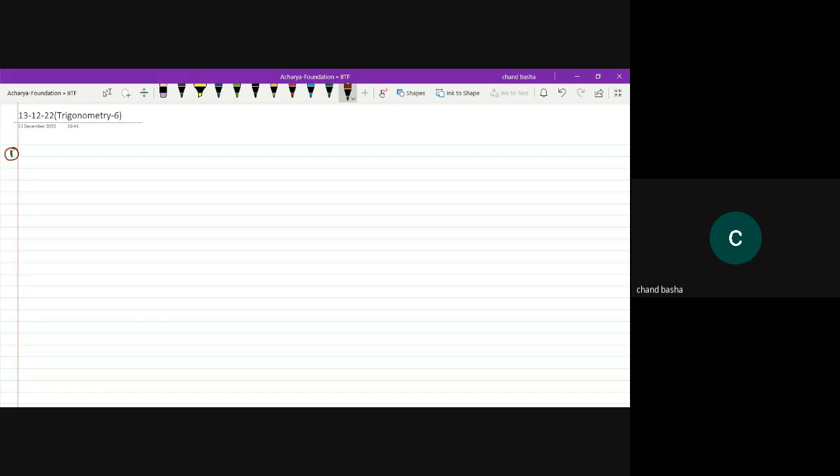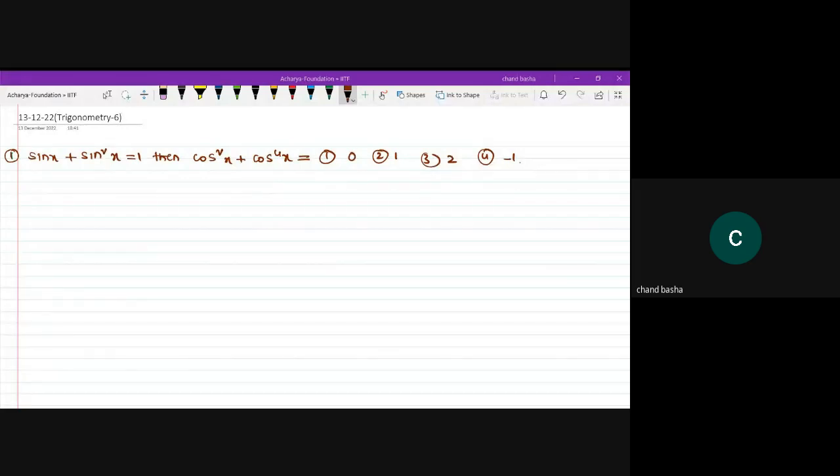The first problem he has given: sin x plus sin square x is given as 1. Then find the value of cos square x plus cos power 4x. The options given are 0, 1, 2, and minus 1. These are the 4 options he has given. You can see the problem. Let us see how we can approach and solve this question.